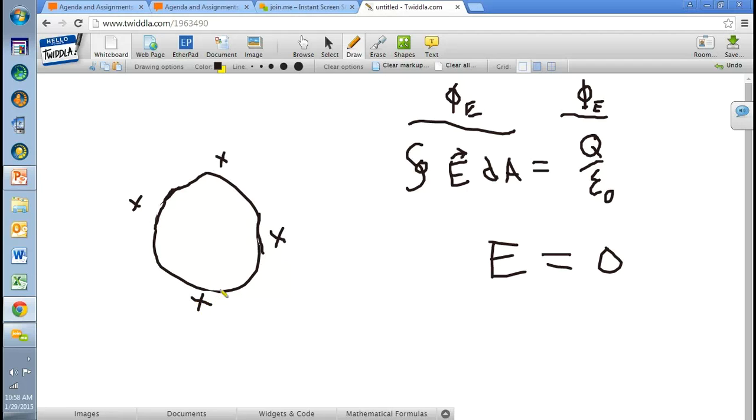Okay, first thing I want to do is go ahead and do a Gaussian surface on the inside this time. I'm going to start here. Okay, so for this one then, how much charge is enclosed?